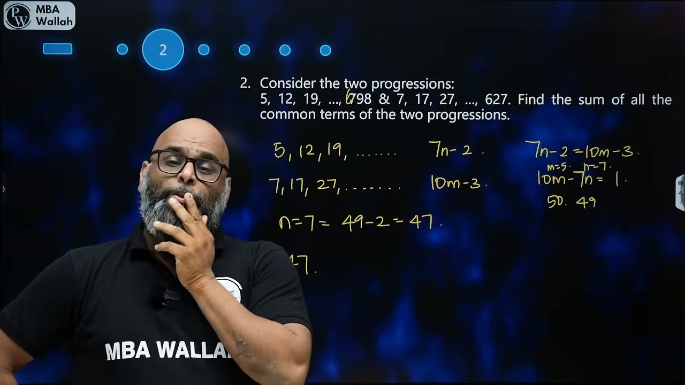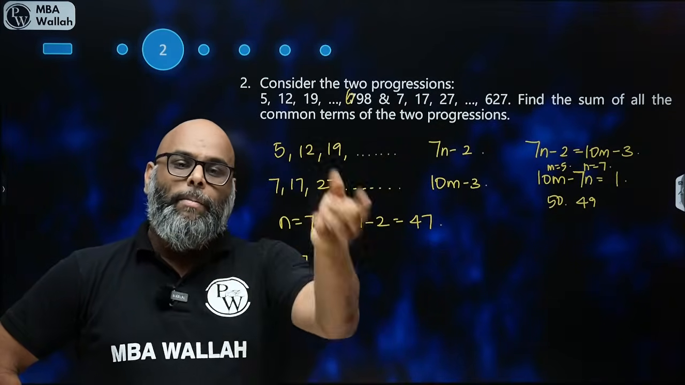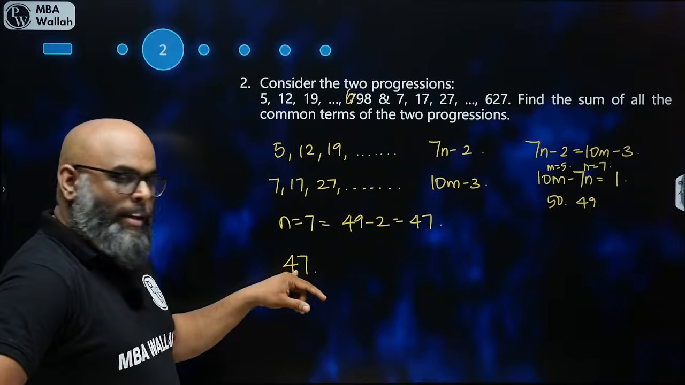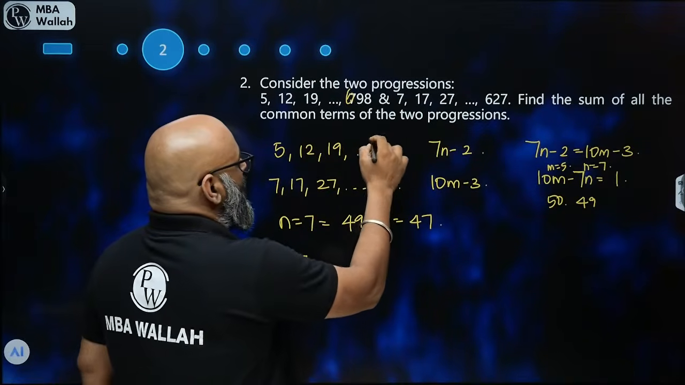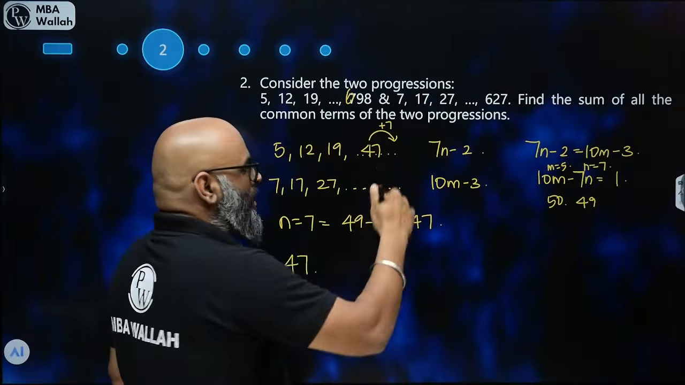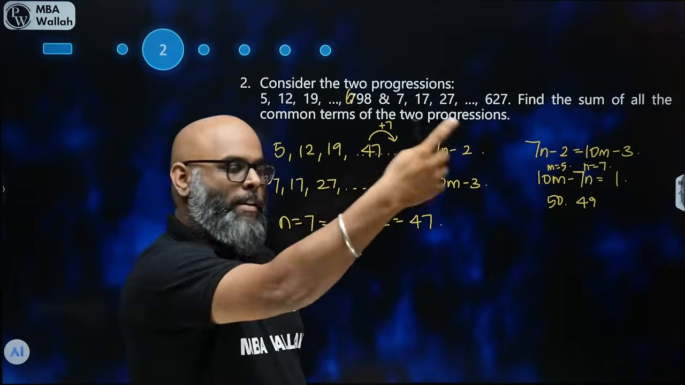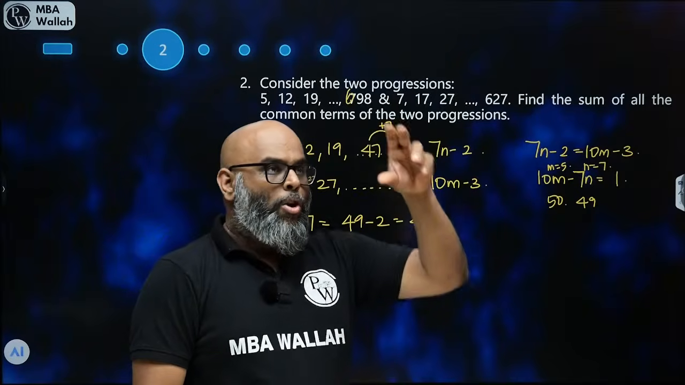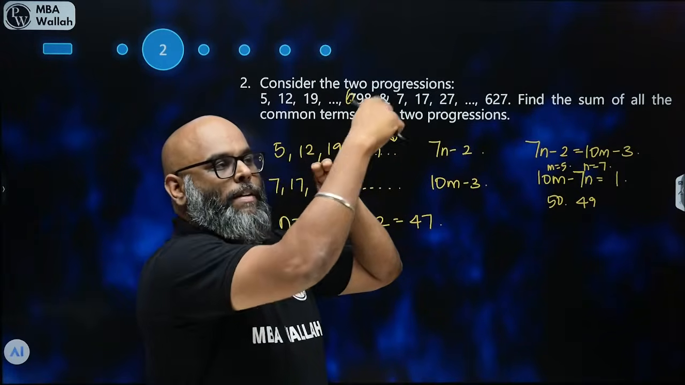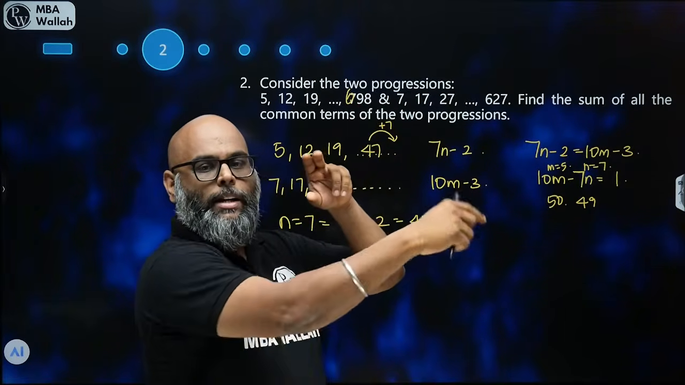But I need to know where that number will meet again. Now from 47, if I note there is a 47 here, that will keep jumping by plus 7, plus 7, plus 7, plus 7. This will keep jumping by plus 10, plus 10, plus 10, plus 10. So I have to keep adding 7, 7, 7. I have to keep adding 10, 10, 10.